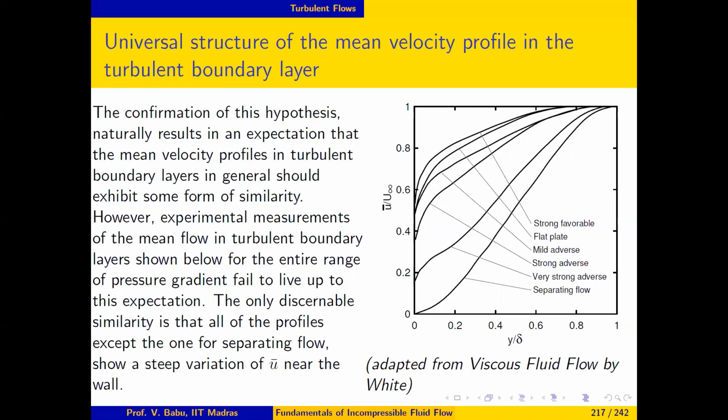profiles, but at first sight, it doesn't look as if these velocity profiles have anything in common, except that the variation is very steep near the wall. Apart from that, they don't seem to show anything in common. It must be recalled that when we plotted u over u infinity versus y over delta for laminar boundary layer, we saw that there was self-similarity, and the velocity profile at any axial location appears the same when plotted as u over u infinity versus y over delta. So such a kind of similarity is not obvious here at first sight.